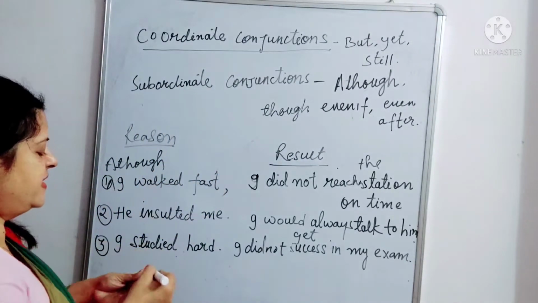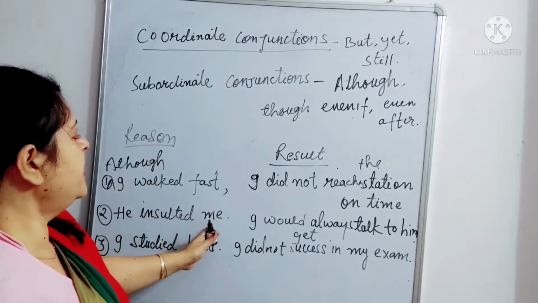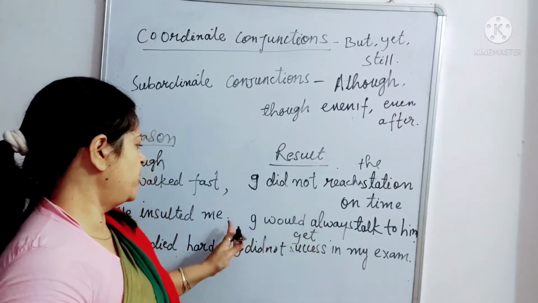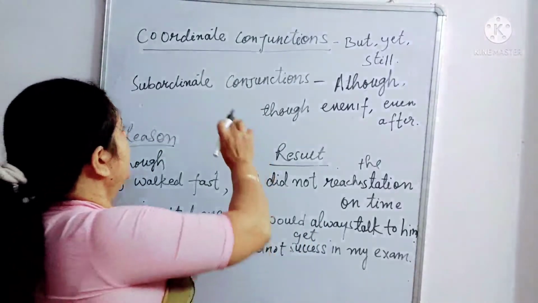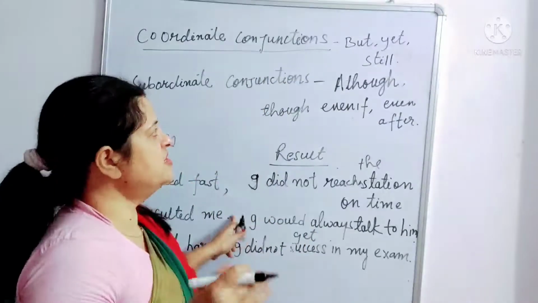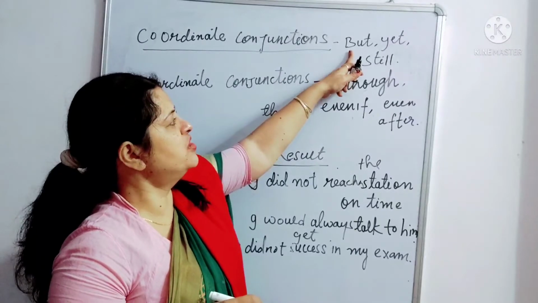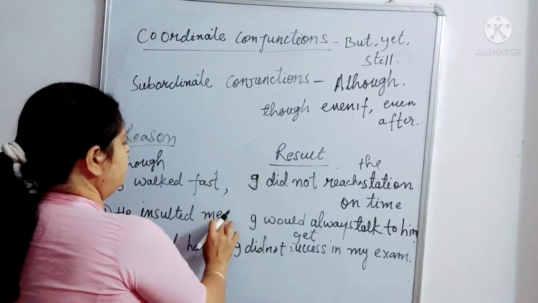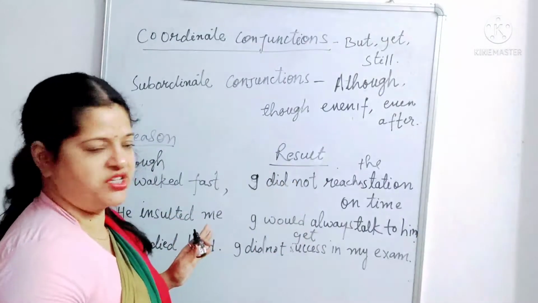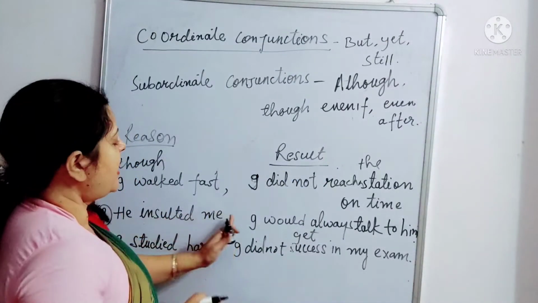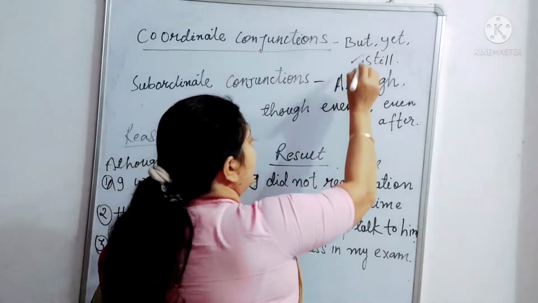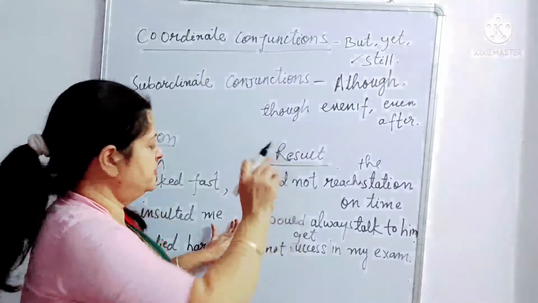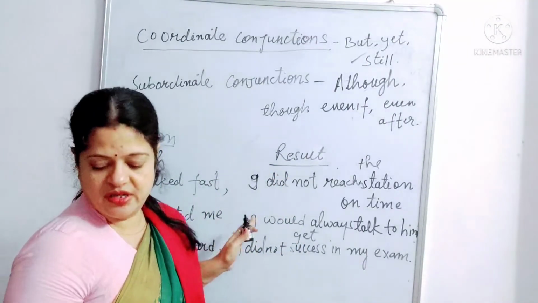Now let's take a second example. He insulted me. I would always talk to him. So if we want to make a compound sentence, we will put these conjunctions but, yet, still. So I can take yet, okay. If I take still, okay, not yet. So I am taking still, and I am putting this conjunction in front of the sentence which shows result.